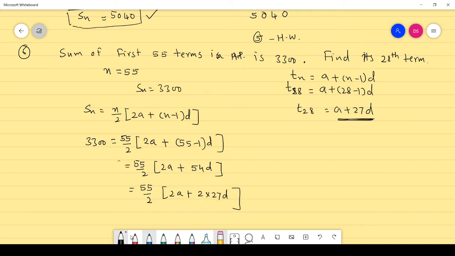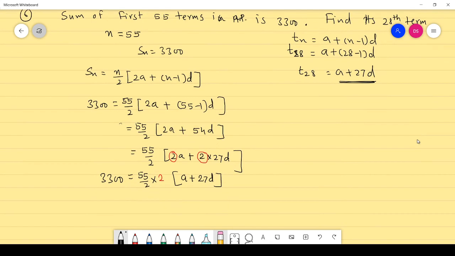Now why have I done it like that? Because I can take a 2 common here, right? And by taking the 2 common, what exactly is your answer? That is 55 by 2. I am taking that common over here, and what will remain in the bracket now? If I take a 2 common here, the A will remain. If I take a 2 common here, 27D will remain as it is, and here it will be 3300.